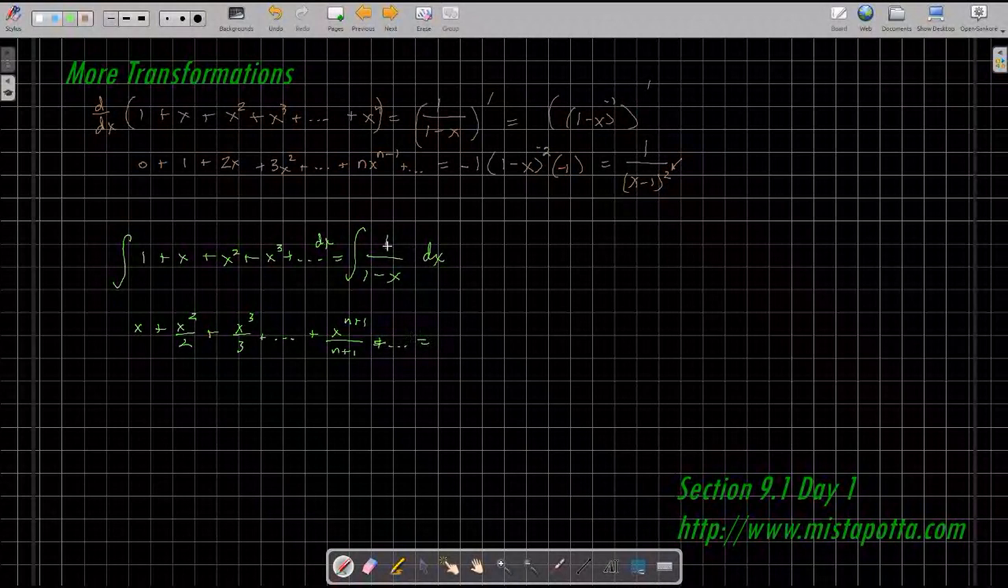But what happens is when I'm taking the antiderivative here, I'm going to have to let u be 1 minus x. du would be negative 1 dx, which I don't have. So this becomes the integral of 1 over u times negative 1 du, which is really the negative natural log of u.